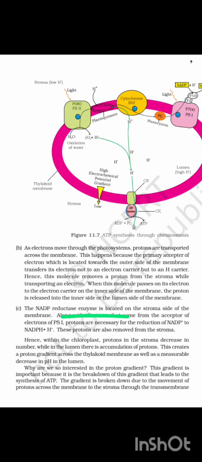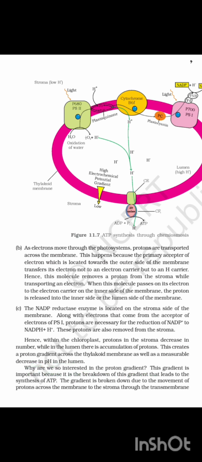C. The NADP reductase enzyme is located on the stroma side of the membrane, along with electrons that come from the acceptor of electrons of PS I. Protons are necessary for the reduction of NADP+ to NADPH + H+. These protons are also removed from the stroma. Hence, within the chloroplast, protons in the stroma decrease in number, while in the lumen there is accumulation of protons. This creates a proton gradient across the thylakoid membrane as well as a measurable decrease in pH in the lumen.